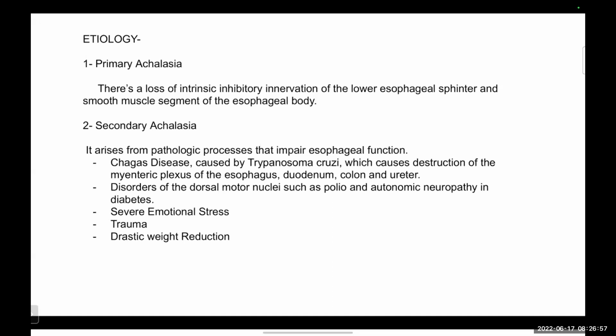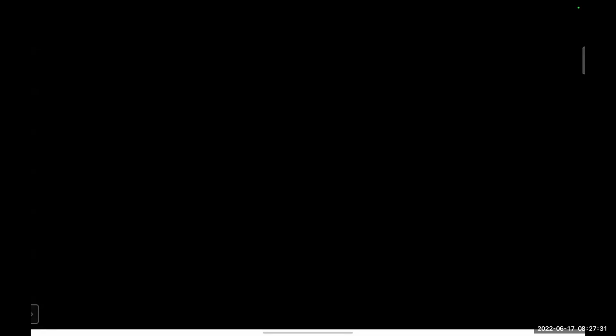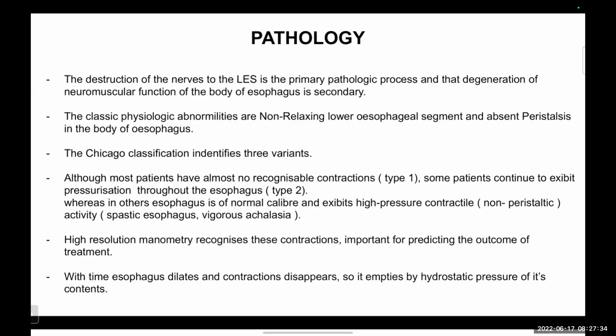Etiology: there are two types, primary and secondary achalasia. In primary achalasia, there is a loss of intrinsic inhibitory innervation of the lower esophageal sphincter and smooth muscle segment of the esophageal body. Secondary achalasia arises from pathologic processes that impair esophageal function, such as Chagas disease, caused by Trypanosoma cruzi, which causes destruction of the myenteric plexus of the esophagus, duodenum, colon, and ureter. Other causes are disorders of the dorsal motor nucleus, such as polio, autonomic neuropathy in diabetes, severe emotional stress, trauma, and drastic weight reduction. Pathology: the destruction of the nerves to the LES is the primary pathologic process, and the degeneration of the neuromuscular function of the body of the esophagus is secondary.